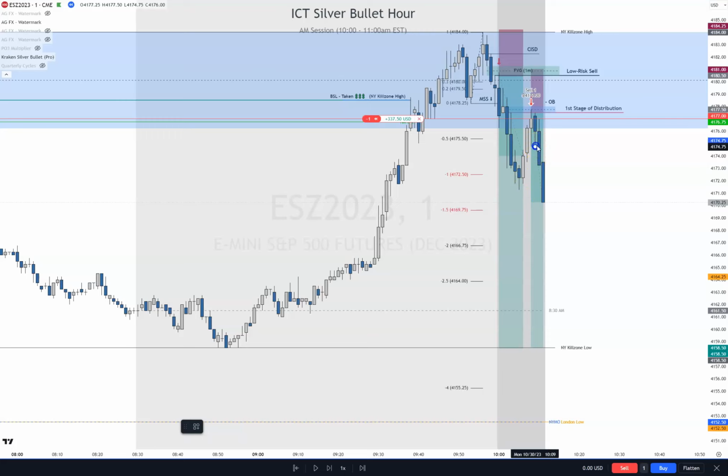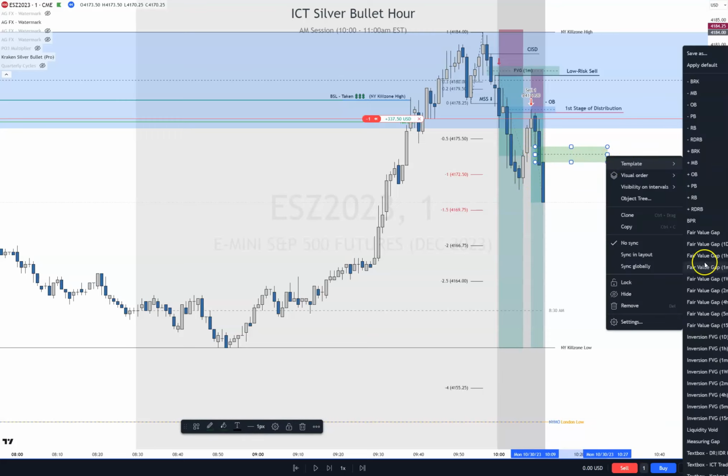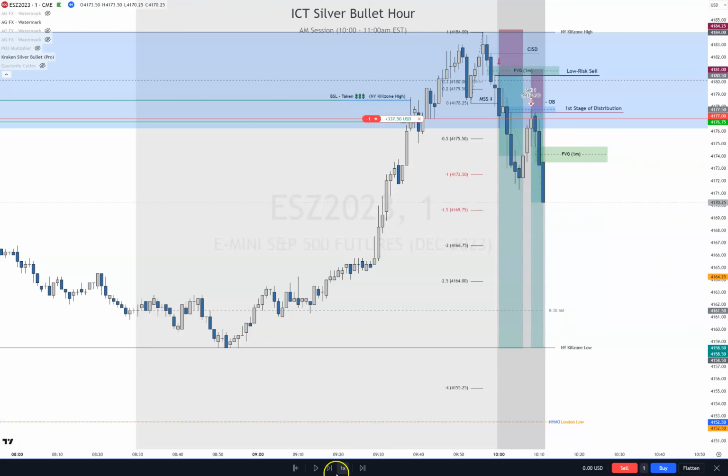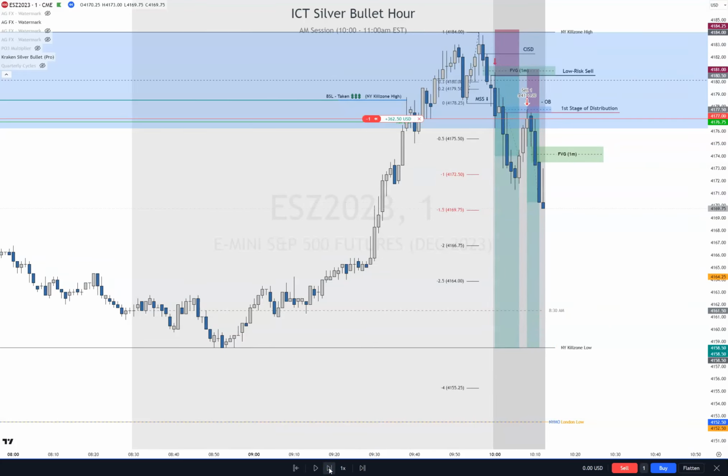Leaving behind a fair value gap right here. Let's name that fair value gap. There's another fair value gap right there. But what do we got here? We also have a mitigation block right here. High, low, lower high, and then trades through it. So trade back up into it, that's a mitigation block.